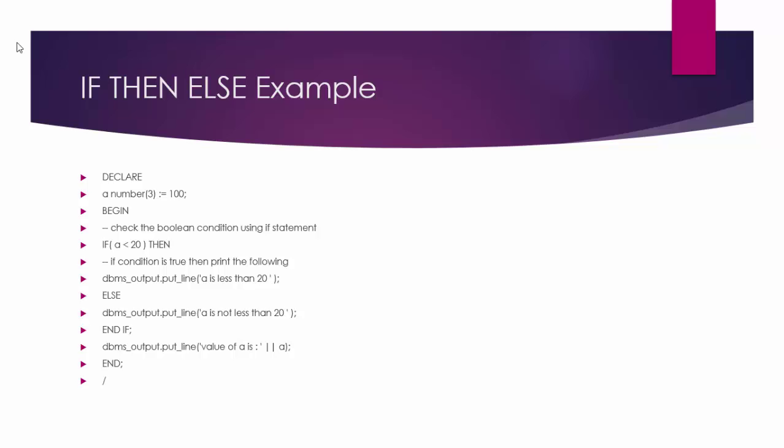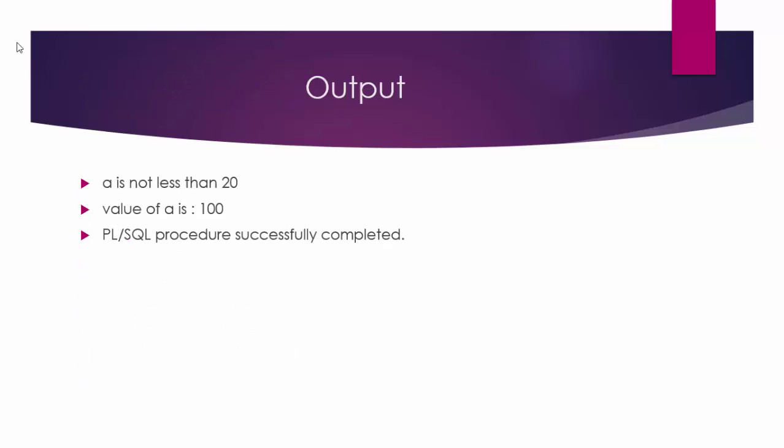Well, a is not less than 20. This is the statement that we will get as output, because if a less than 20 is wrong, it gives false, hence the if part does not get executed and the else part gets executed. After that, we again output the line value of a is 100.